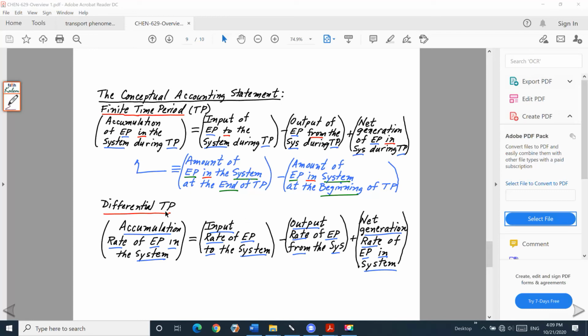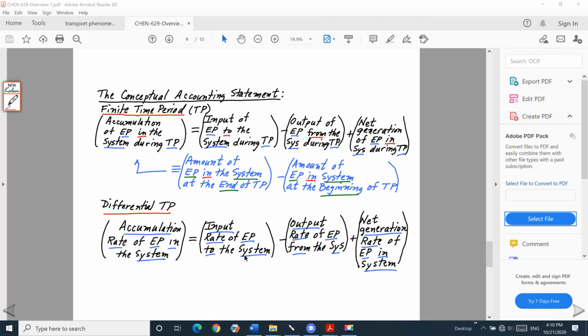Then for the differential time period, the accumulation rate of the extensive property in the system is equal to the input rate. This time it is not the input of the extensive property during the time period; we call this the input rate. Let's say in 1 year, 10,000 people move in. We call this just 10,000 people, but here we don't define any time period. This gives you just a rate. We call this, let's say, 1,000 per year. We call this some rate.